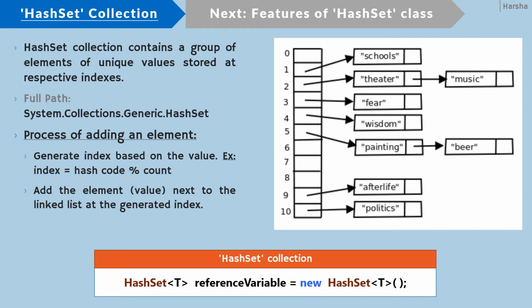Sometimes, rather than storing the elements in the form of a collection, you want to make sure whether this particular element or object already exists in the collection or not. If that is your main intention, then you prefer using HashSet over the list class.